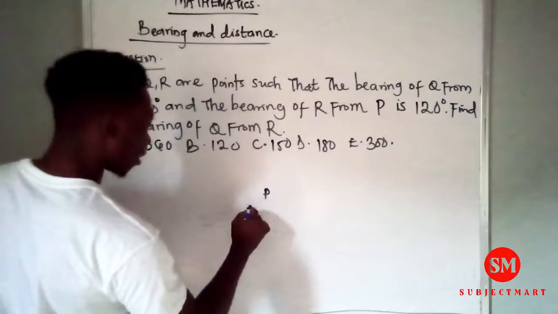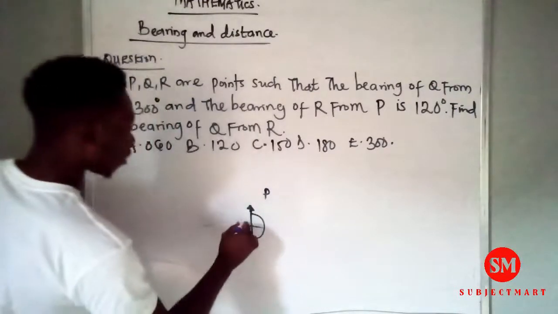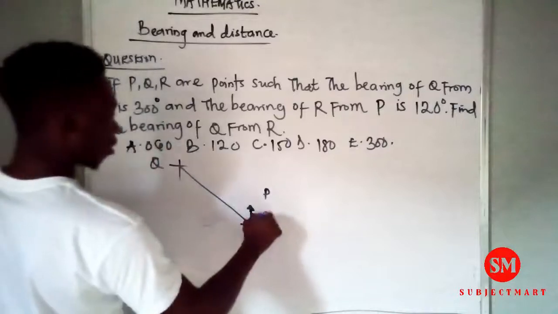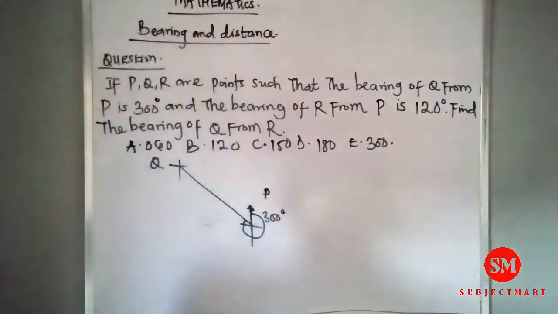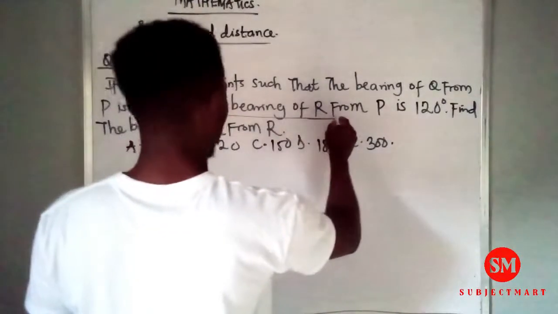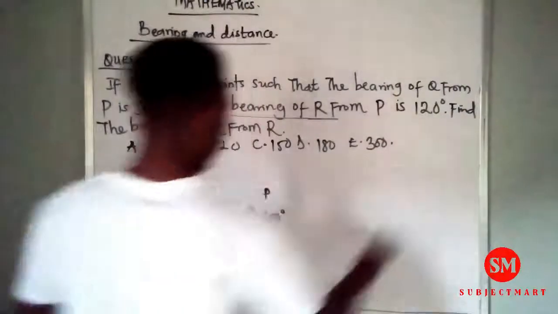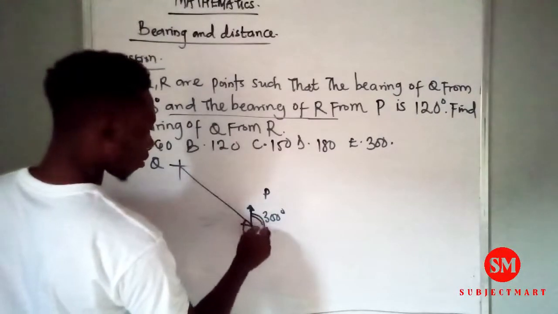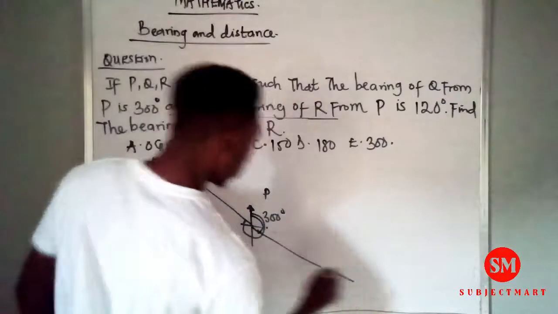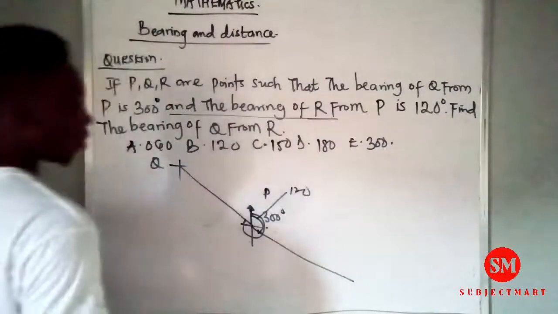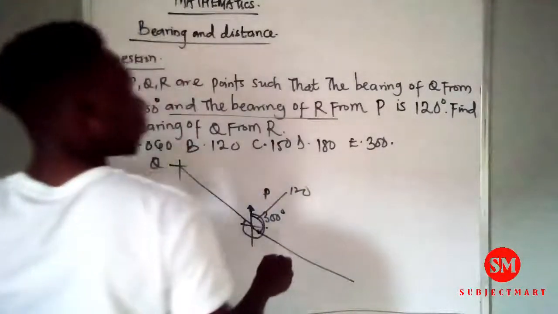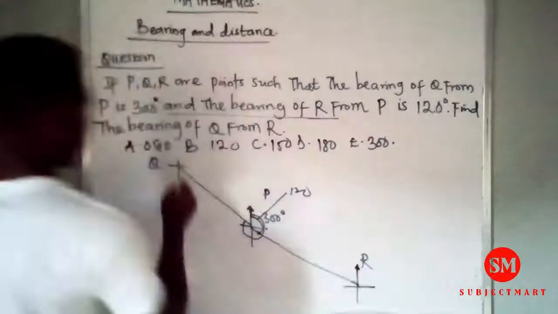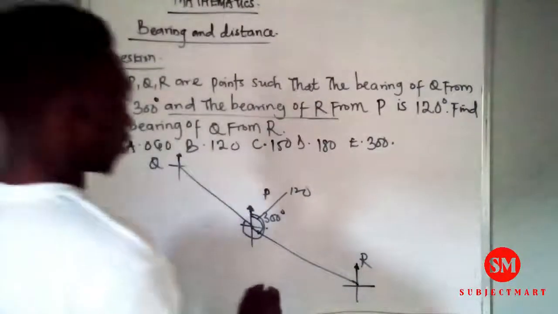Let's make our diagram a little bit bigger. 300. So our 300 should be around here, to a point Q. It's 300 degrees. Now, they said the bearing of R from P is 120. Okay? It's 120. So the 120 should be around here, to a point R. This is our R. We have our point R here. So, don't forget it's 120 degrees.